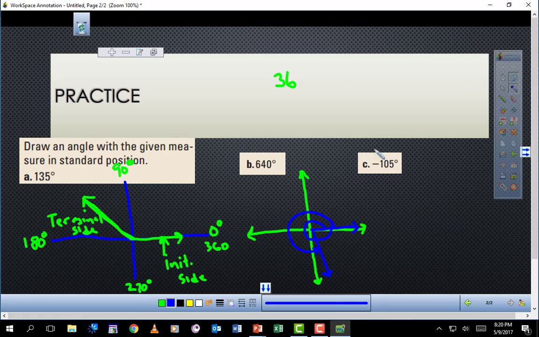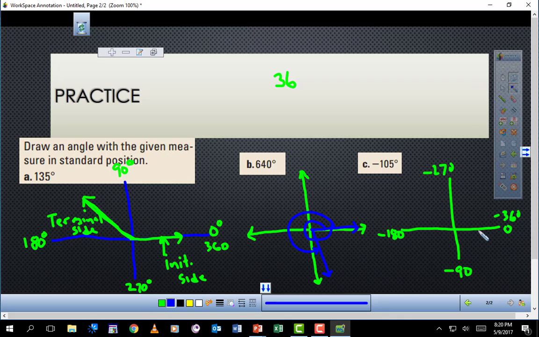Now a negative, when we put a negative in front, it just means we go the opposite direction. So we have our coordinate plane, and we start going around the opposite direction. This would be negative 90 degrees, this would be negative 180, this would be negative 270, and this would be negative 360, which would coincide with 0 again. So it just means we're sweeping around this way.